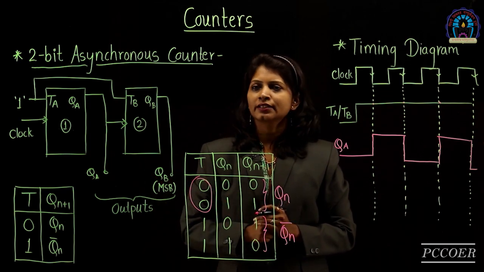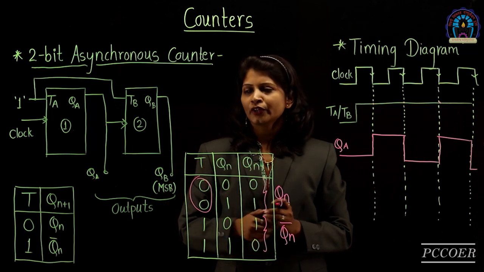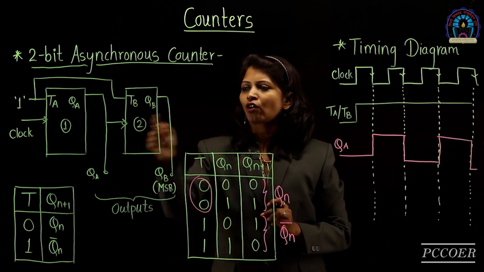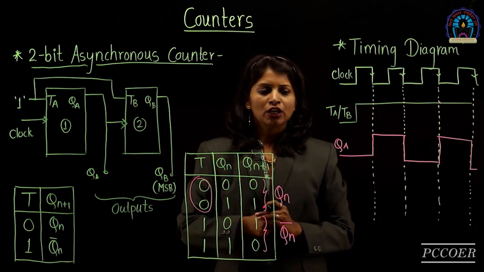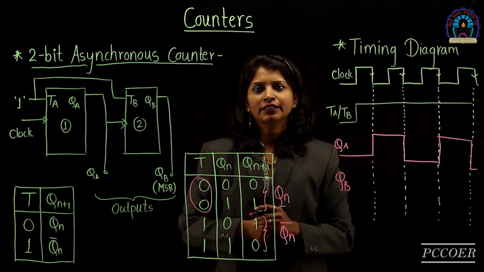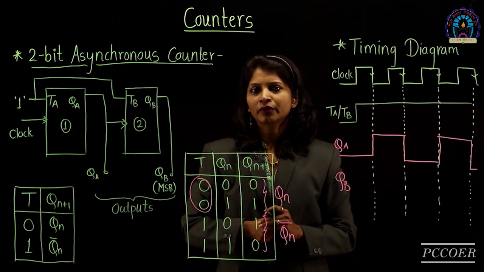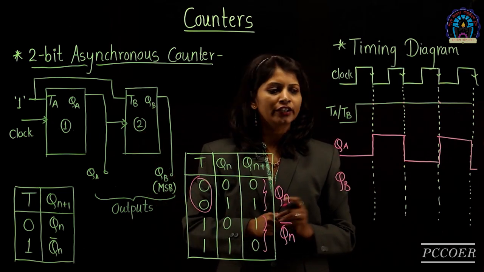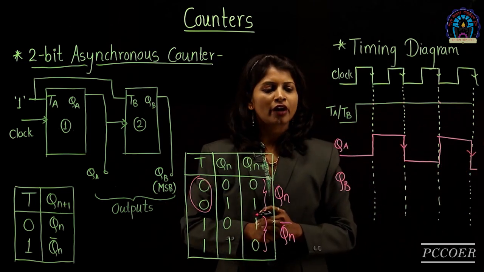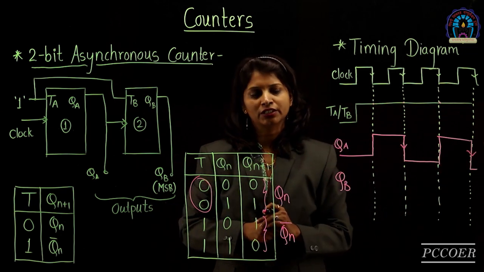Now let's analyze the second flip-flop, that is the TB and the QB. For this flip-flop, the input is TB and the clock input is nothing but QA. So in order to draw the waveform for the QB, we will consider the QA as a clock input and we have to consider the negative edges of that QA. So these are the negative or the falling edges. So our output of QB will change only at these two specific instants.